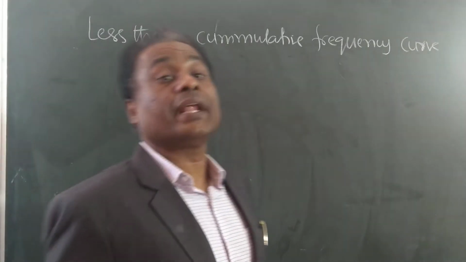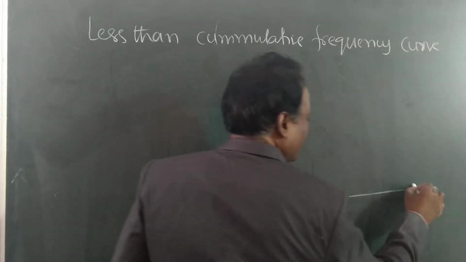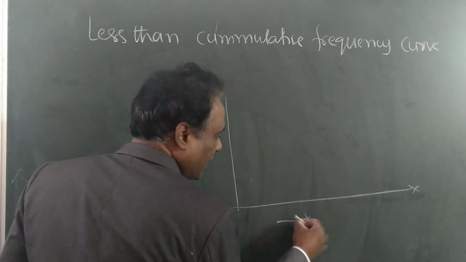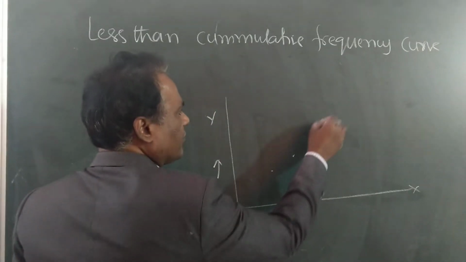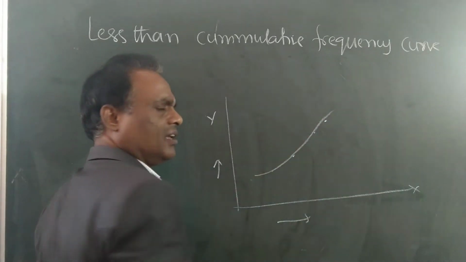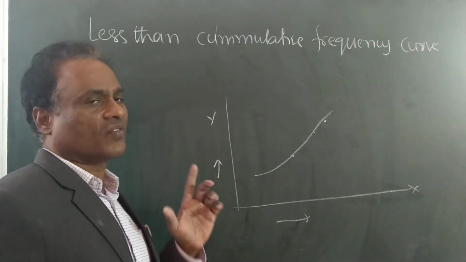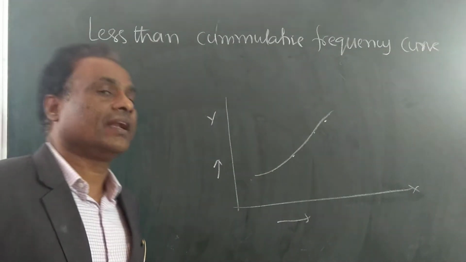Less than cumulative frequency curve. To draw any curve, we take an x-axis and a y-axis. What we take on the x-axis and what we take on the y-axis is important. Accordingly, we plot the points and join them, and we will get a curve. What we take on each axis, I am going to dictate. You write down.